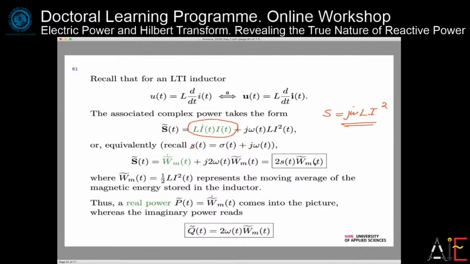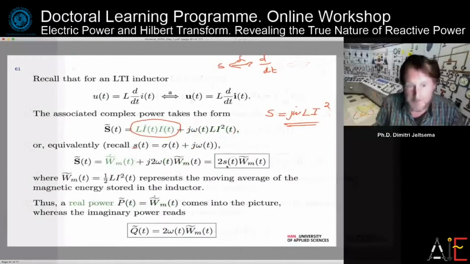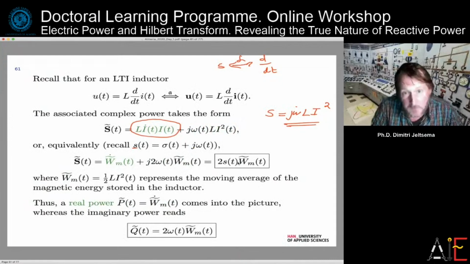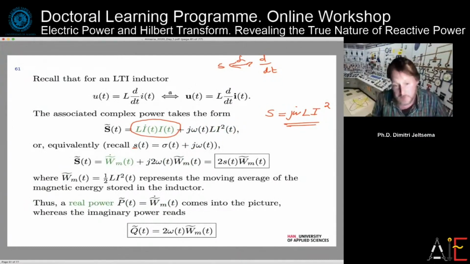And remember, in the Laplace domain, if you assume your initial conditions to be 0, then S is the d/dt, right? So that makes perfect sense. That this is actually a moving average, and 2 times the average gives you a maximum value, right? And the S is just the time derivative of energy, and that's of course a power.